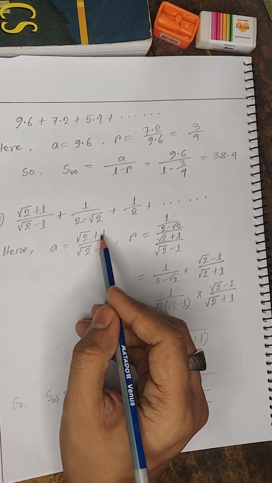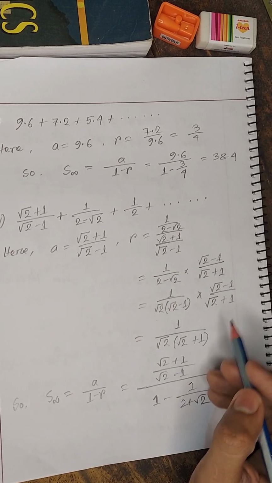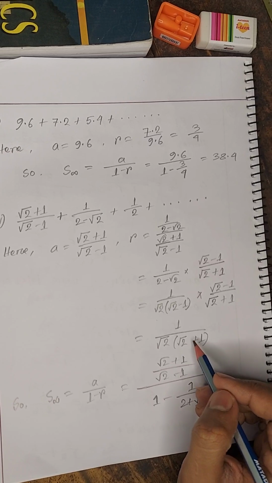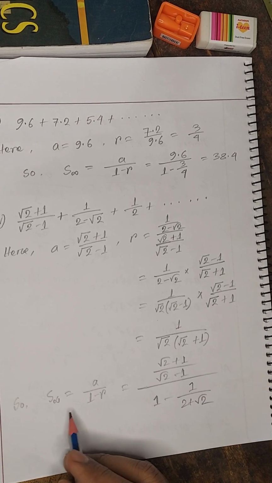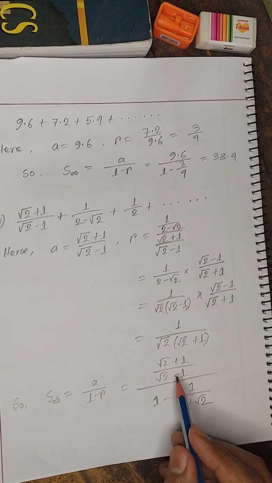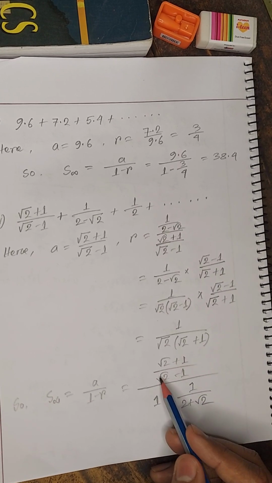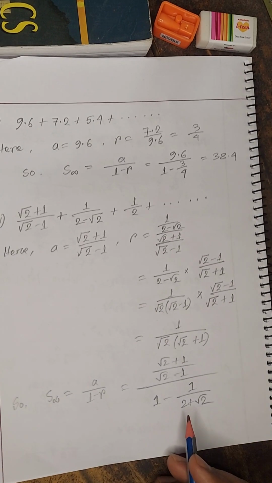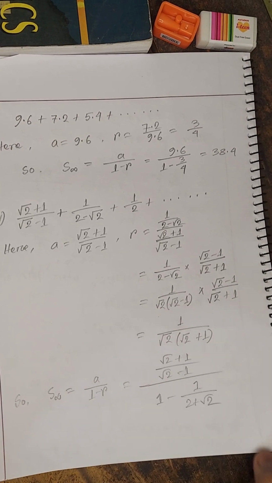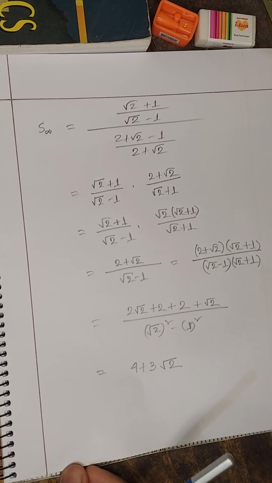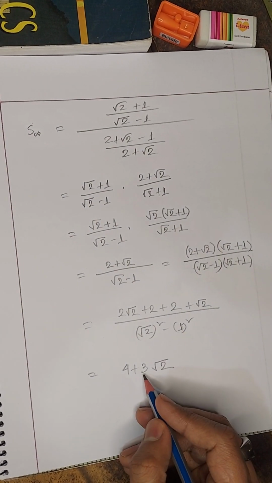And now here is a critical problem. First term is root 2 by root 2 plus 1 divided by root 2 minus 1, and common ratio, we have to do a little calculation here, and we get the common ratio is 1 by root 2 times root 2 plus 1, and sum to infinity will be a divided by 1 minus r. The value of a is this one which we found before, and common ratio is 1 by 2 plus root 2. And then if we see after calculation we get that sum to infinity will be 4 plus 3 root 2.